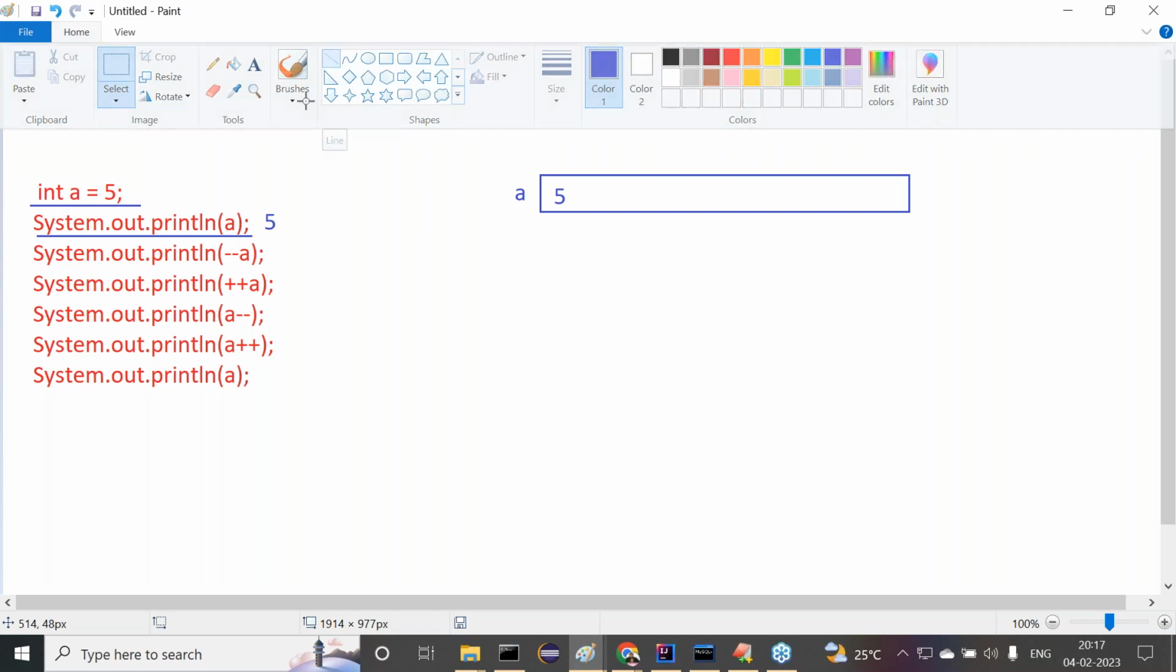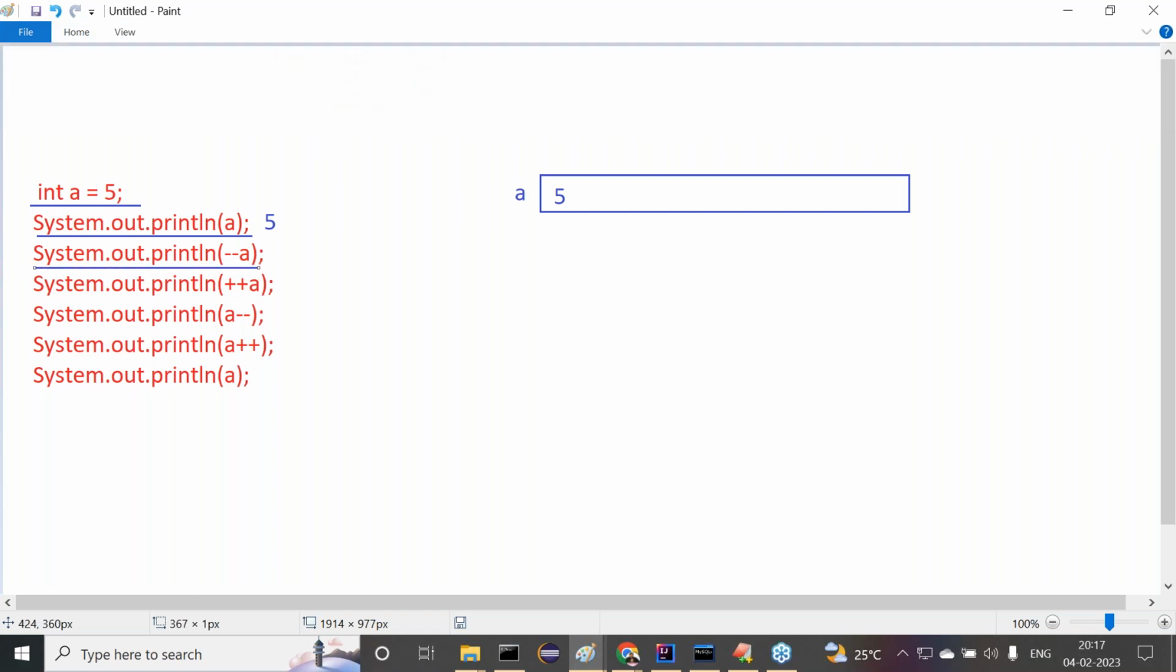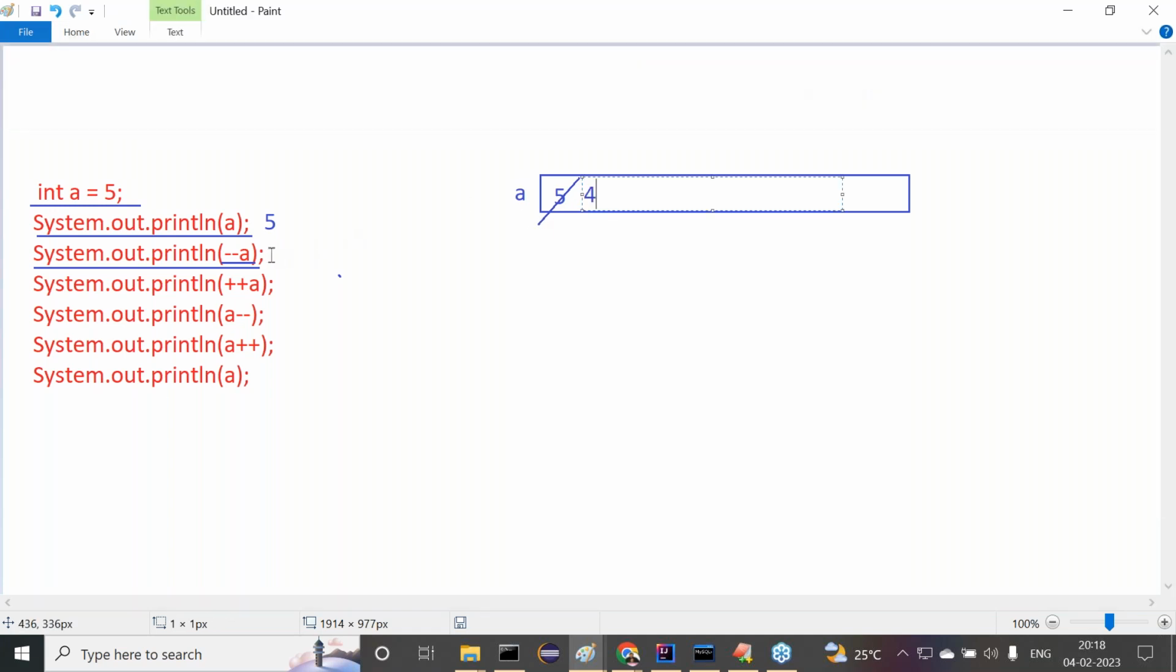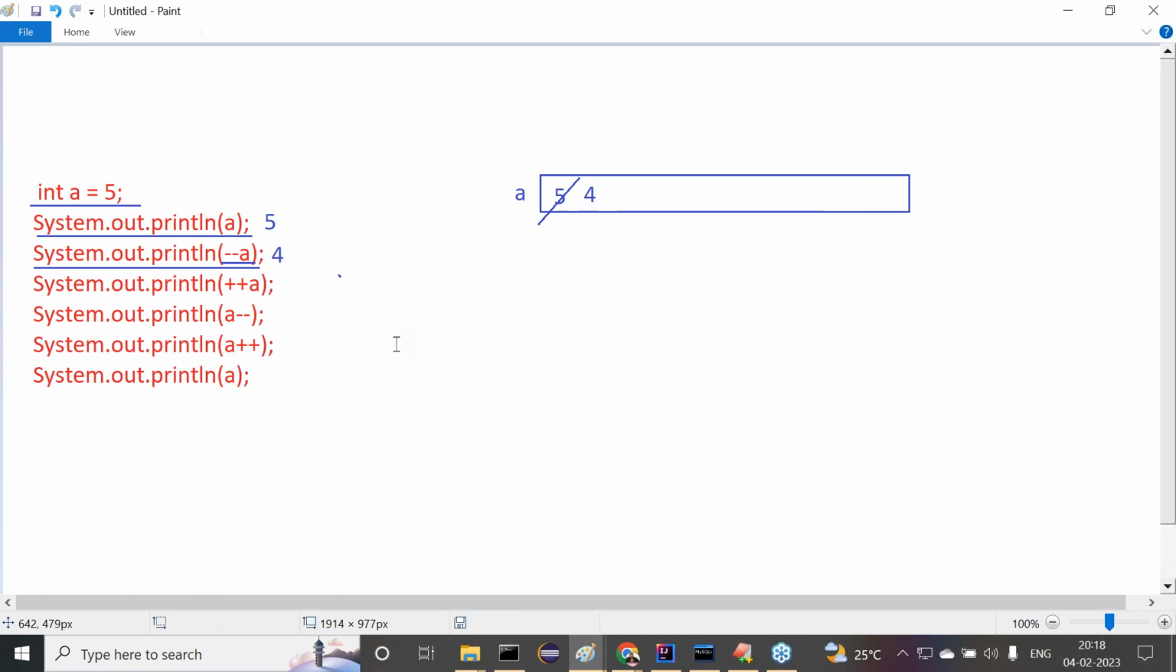Next one is when we execute this statement. Here this is pre-decrement. Pre-decrement means first the value will be decremented. The value 5 will be decremented by 1. So here we are getting 4, and that value will be displayed here.